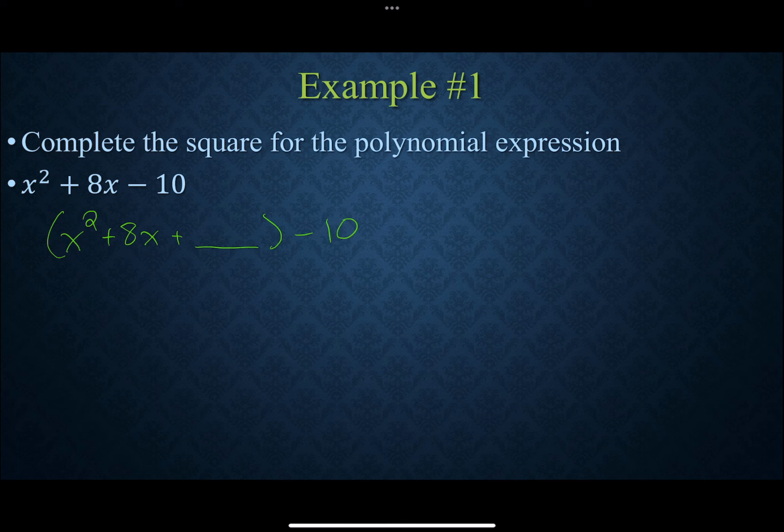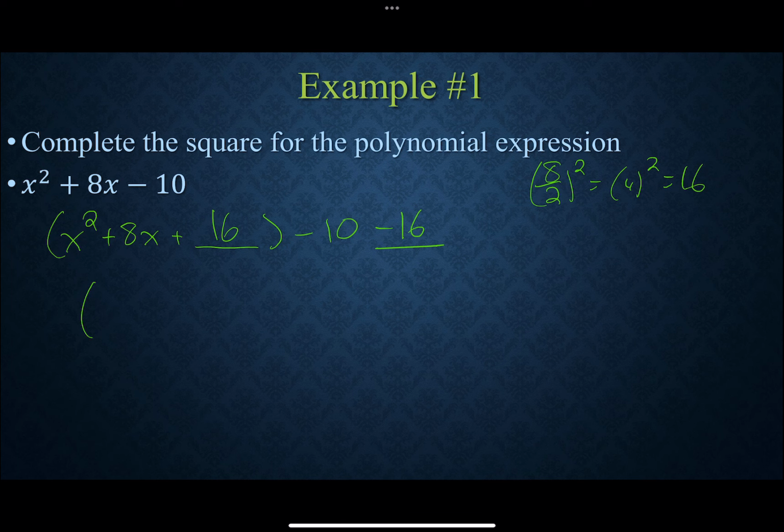and that negative 10. And then filling in the blank there, we take our 8 off to the side. Half of 8 squared would be 4 squared, which is 16. Now to balance the positive 16 we put into the problem, we need to put in a negative 16. So whatever we're adding in inside the parentheses, we'll subtract on the outside of the parentheses.